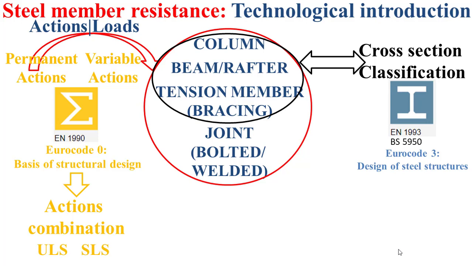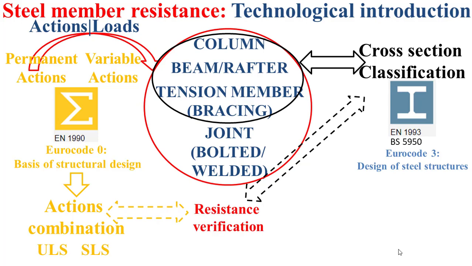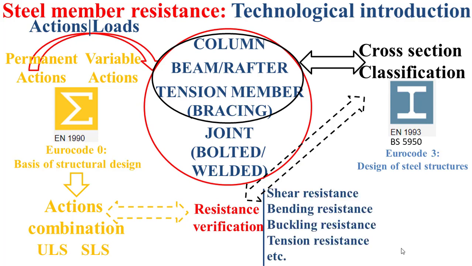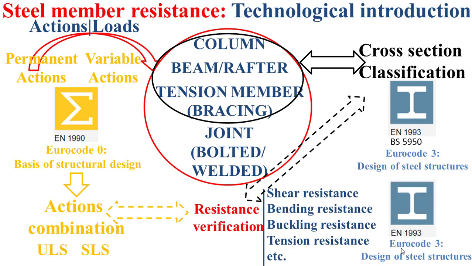Now, note that the action combinations and the cross-section classification will be taken into consideration when carrying out the resistance verification of a considered steel member. This resistance verification can be shear resistance, bending resistance, buckling resistance, tension resistance, etc. Of course, this is based on the Eurocode 3 standards, and I will explain this in detail in the next educational video.